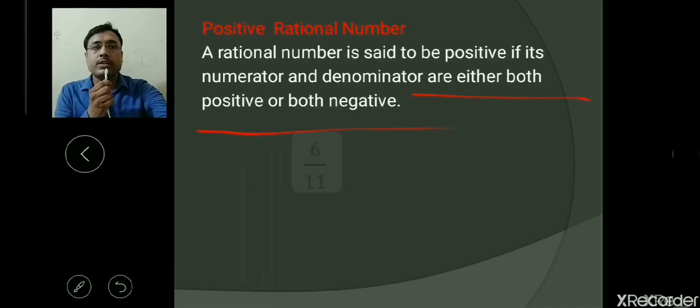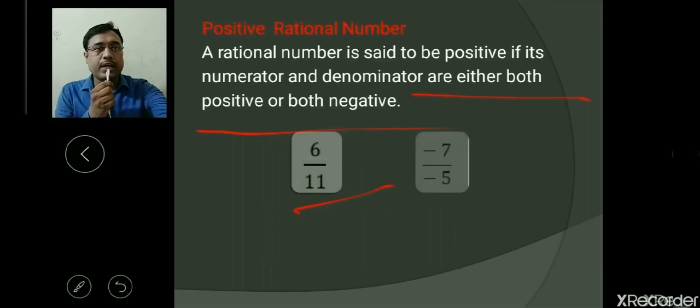For example, you see 6 by 11. 6 and 11 both are positive here. In the next example, minus 7 by minus 5. So it is also positive, because the minus and minus cancel, then the number will become 7 by 5. That is a positive number. So minus 7 by minus 5, numerator and denominator have the same sign. That's why this number is also a positive rational number.